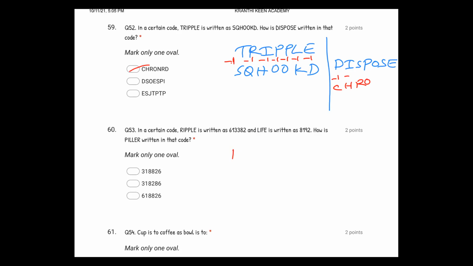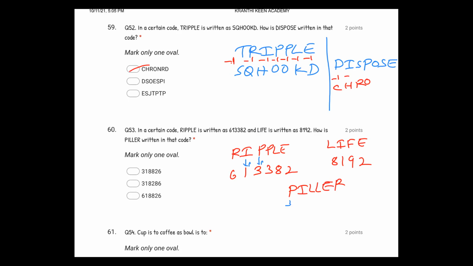In the next one, in this code, repeal equals 613382 and life equals 8192. Here if you observe, for all alphabets we already have numbers. I equals 1, P equals 3, L for 8, E for 2, R for 6. So 3, 1, 8, 8, 2, 6.